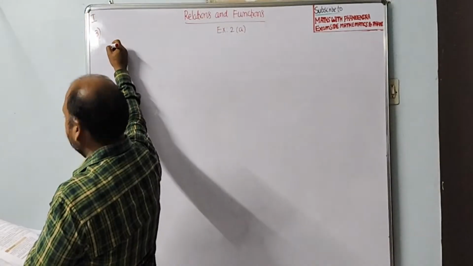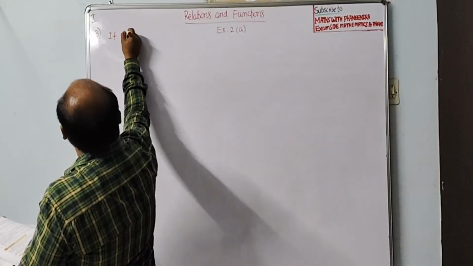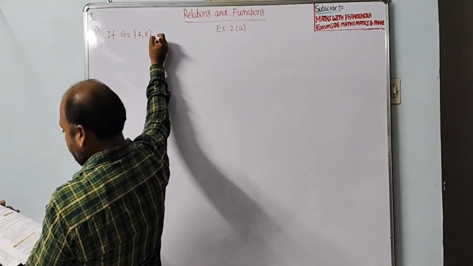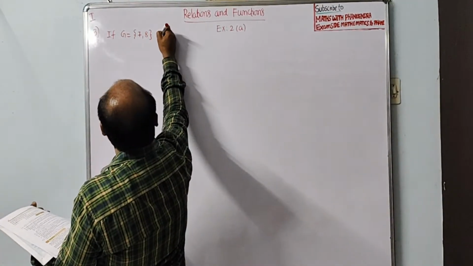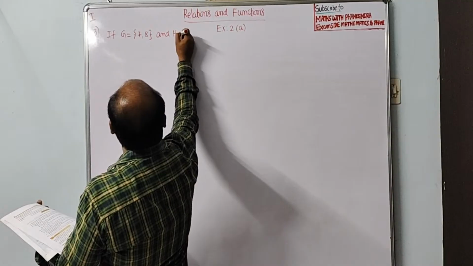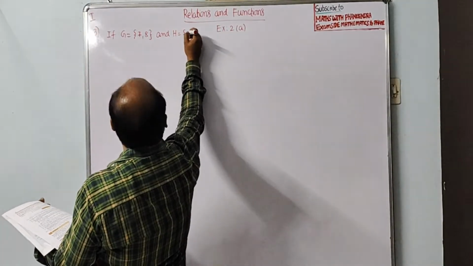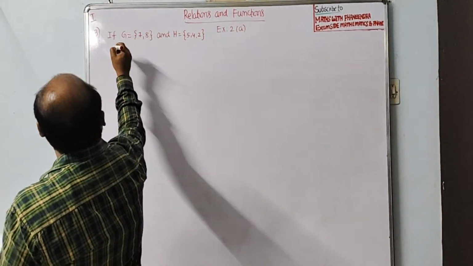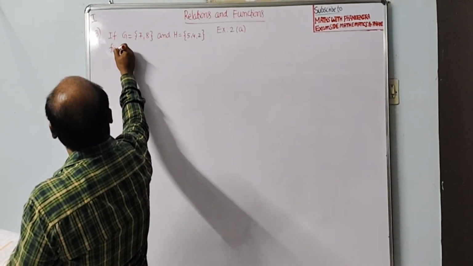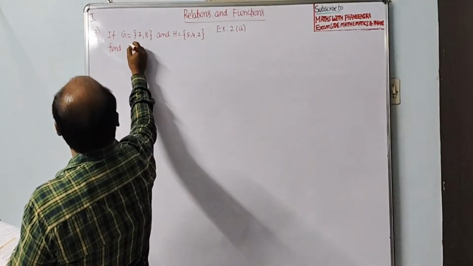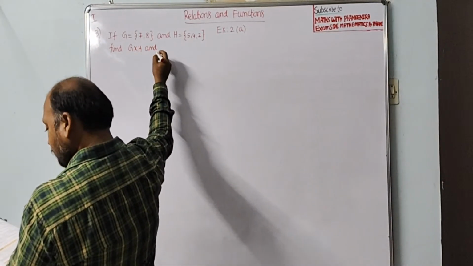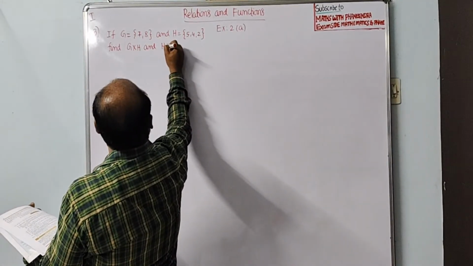Question number 3. If G equals 7 comma 8 and H is equal to 5 comma 4 comma 2, find G cross H and H cross G.